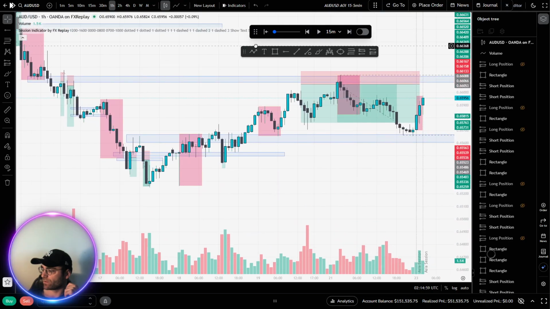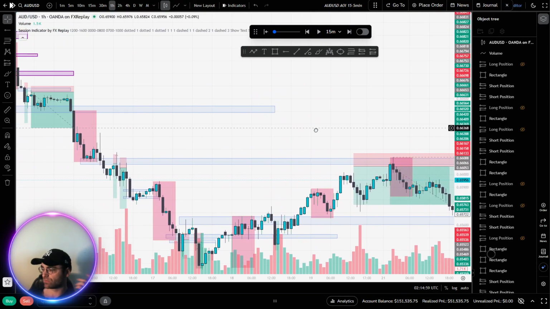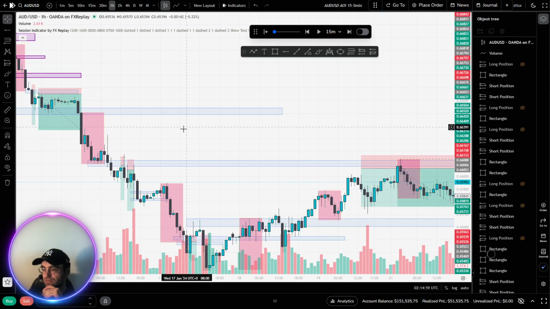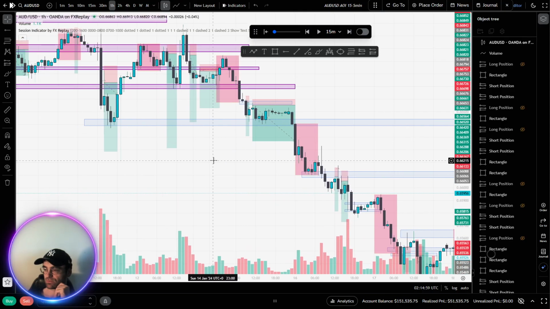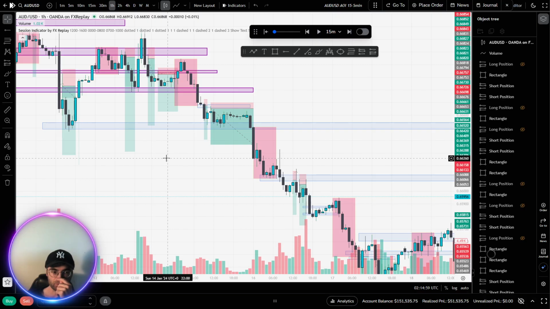So yeah, I hope this was helpful in any way. This is basically the one thing I use in my trading a lot. If there's an area of interest, it gives me a place where to place my stop loss, and I just have a lot more confidence in the trade.